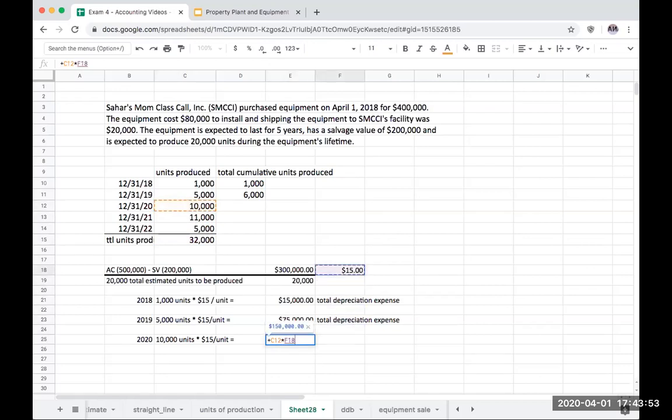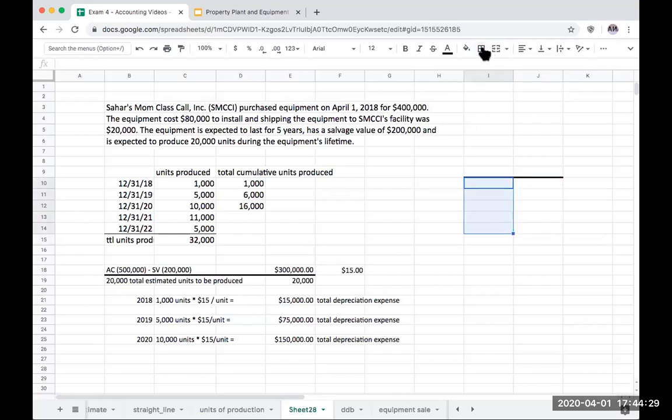times $15 per unit. So this is my total depreciation expense for the year ended December 31st, 2020. When I come over here, the total number of units that I have produced to date will be the prior cumulative amount plus the current, or 1,000, which was in year 1, 5,000, which was in year 2, and 10,000, which was in year 3. So the total number of units I've produced at the end of the year is 16,000 units. At the same time, what does my accumulated depreciation balance look like right now?